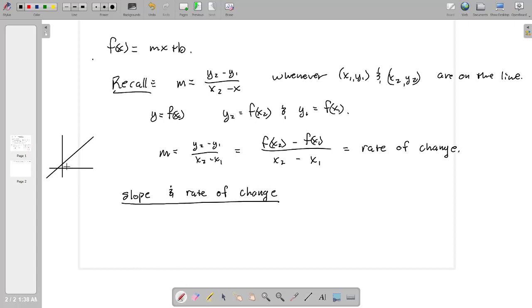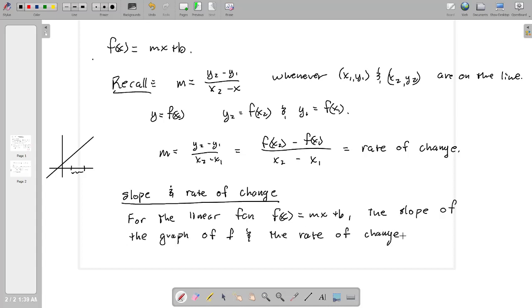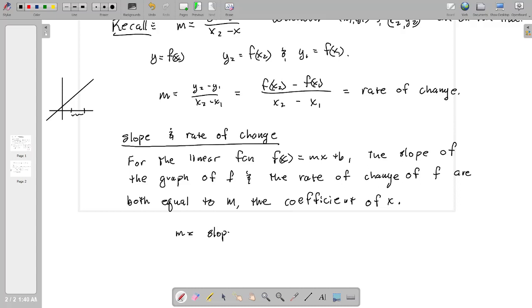something like this, as our x increases, our y is also increasing or decreasing according to the slope, but is increasing or decreasing at a constant rate, meaning that if x changes a certain amount, then y changes some multiple of that same amount. For the linear function f of x is equal to mx plus b, the slope of the graph of f and the rate of change of f are both equal to m, which is the coefficient of x. M is equal to the slope of f equals the rate of change of f.